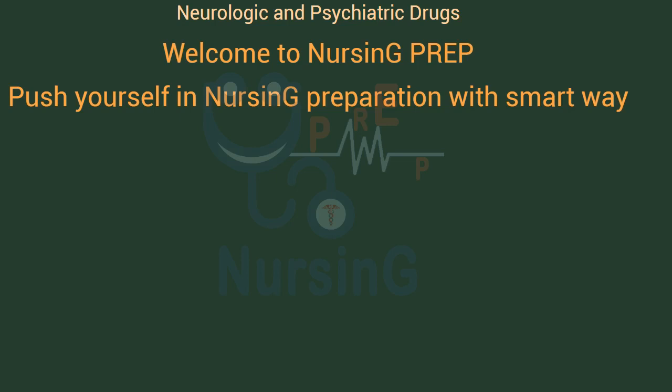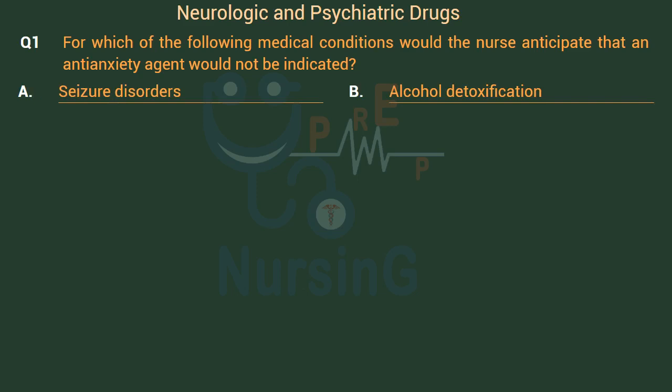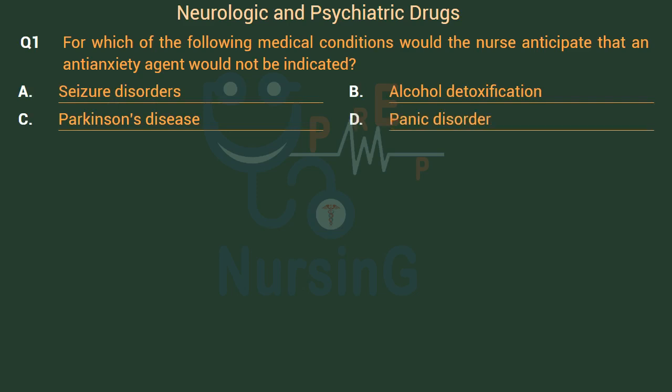Neurologic and psychiatric drugs. For which of the following medical conditions would the nurse anticipate that an anti-anxiety agent would not be indicated? Option A. Seizure disorders. Option B. Alcohol detoxification. Option C. Parkinson's disease. Option D. Panic disorder. Right answer is option C. Parkinson's disease. Benzodiazepines may exacerbate the symptoms of Parkinson's disease.